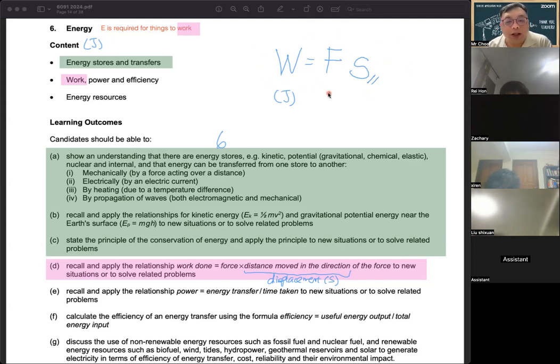This is the first thing that you're going to learn today. Work is the product of the force and the distance moved in the direction of the force. So for example, if all of you are pushing against the wall, is there any work done? Yes or no? If all of you are pushing against the wall, are you doing any work?